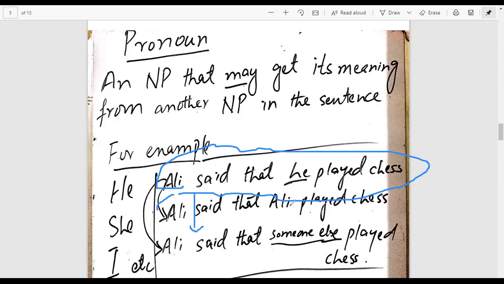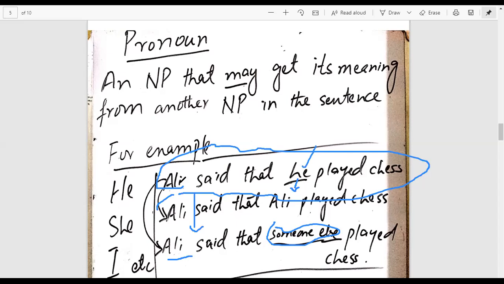So Ali said that he played chess could be tantamount to this thing. Ali said that Ali played chess, so this he can refer to Ali himself, and this can also mean Ali said that someone else played chess. So this he can be Ali, and this can also be someone else. So that's why I just wrote this one. So here in the place of someone else, there can be another name. It can also be Tom, another name Bill, it can also be John, etc. So we can say that this noun phrase in the sentence may or may not get its meaning from another noun phrase.